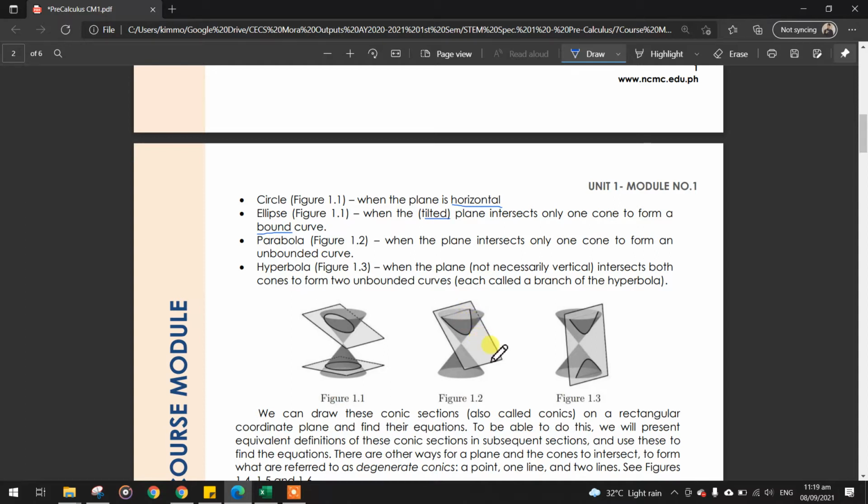And lastly is the hyperbola. And that is when it is not necessarily nga naka-vertical jud ang imuhang pag-cut sa imuhang conic section. So, pwede naka-tilted siya gamay, but it should intersect both of the cones, meaning the two cones kay iyahang na-touch. So, sa upper part nga cone and the lower part nga cone. And they form two unbounded curves, meaning open nga mga curves. So, naka-form siya og duha ka U. So, naka opposite sides. So, these each called a branch of the hyperbola.